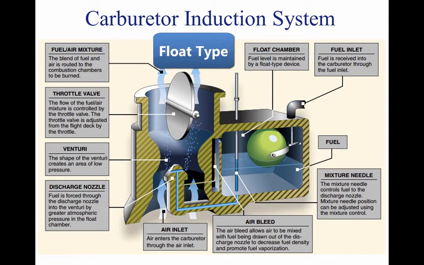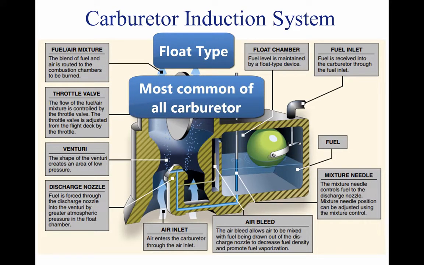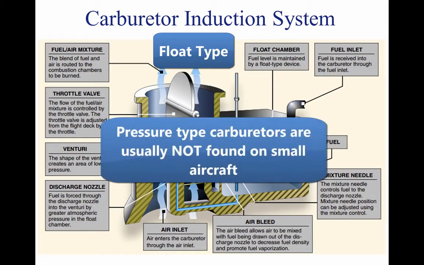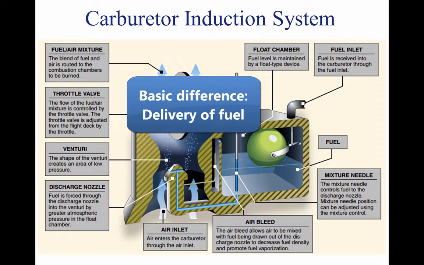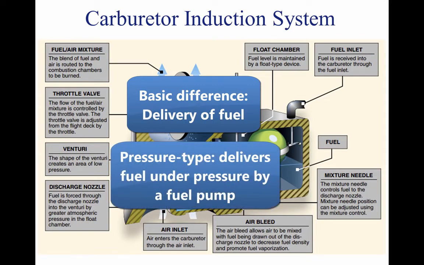Carburetors are classified as either float type or pressure type. The float type of carburetor is probably the most common of all carburetor types. Pressure carburetors are usually not found on small aircraft. The basic difference between a float type and a pressure type carburetor is the delivery of fuel. The pressure type carburetor delivers fuel under pressure by a fuel pump.